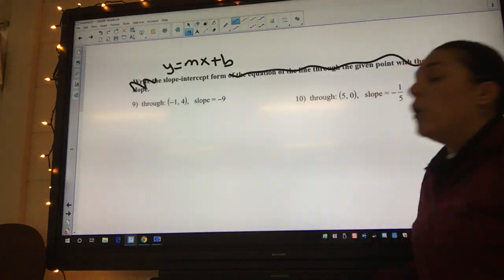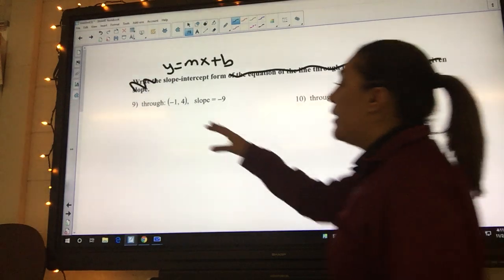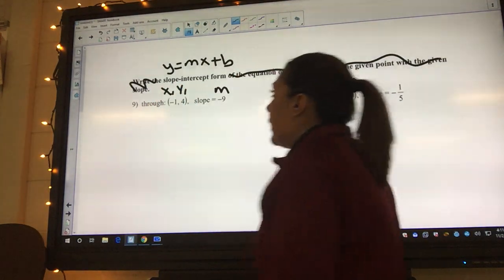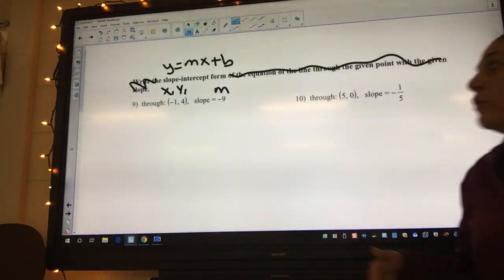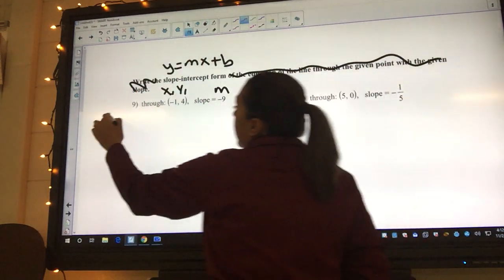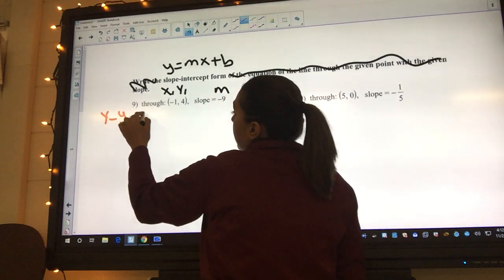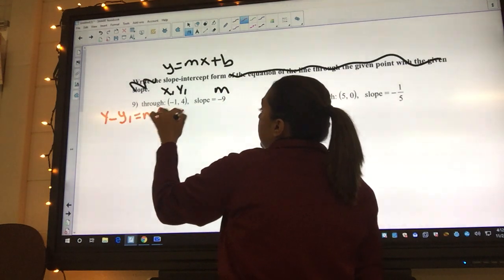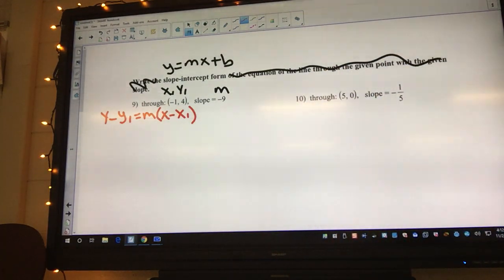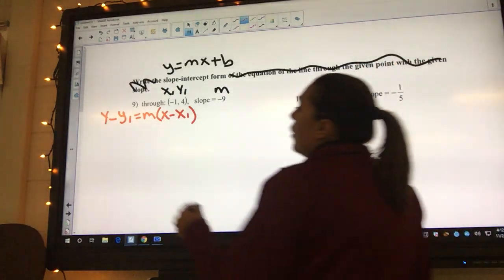So we need to think about what we're going to do, and we also need to think about what we got. Well, we got a point and a slope. So what formula should we use? We got a point and a slope, so we need to use point slope. It's going to be y minus y1 equals m times x minus x1. As you can see, before I even did anything else, I labeled, and that lets us visually tell what formula we need. So we can plug some stuff in.